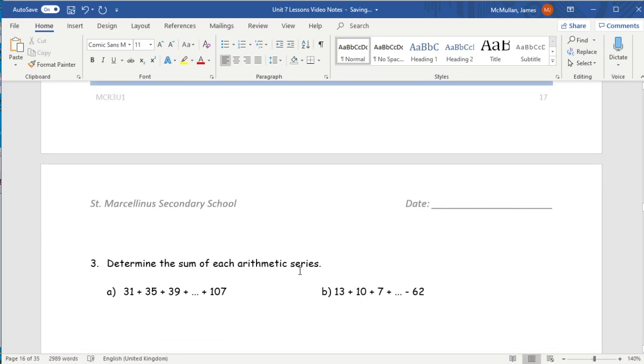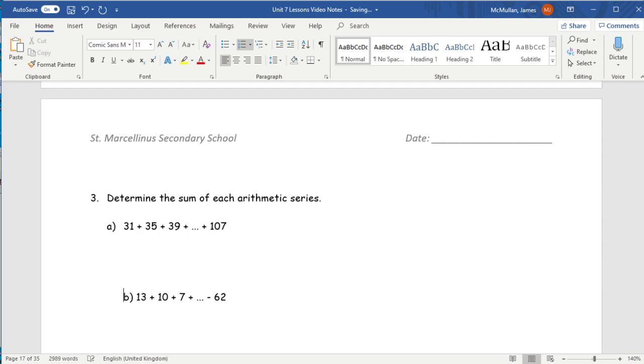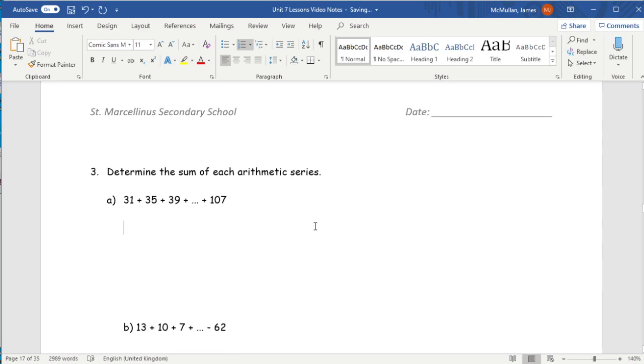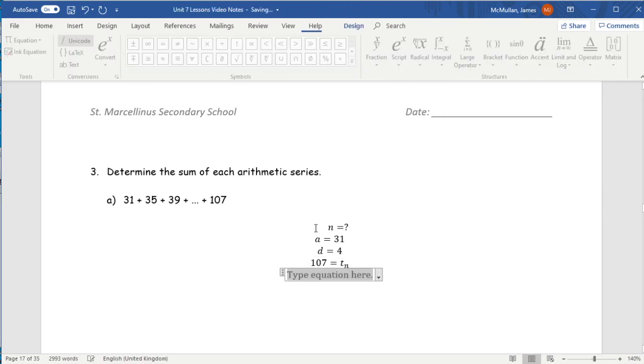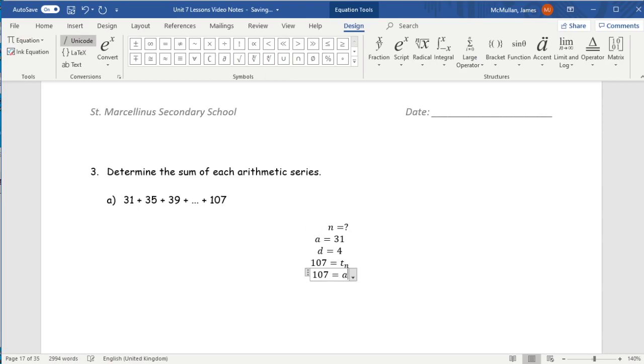Okay, it says determine the sum of each arithmetic series. Now, the first one, we know that we don't know the number of items, which is part of the problem. We do know, however, that the first term is 31, and we know that the common difference is 4. So the first thing we're going to want to do here is figure out what term number is 107. So let's use our formula from yesterday. 107 equals a plus n minus 1 d. 107 equals 31 plus n minus 1 times 4.